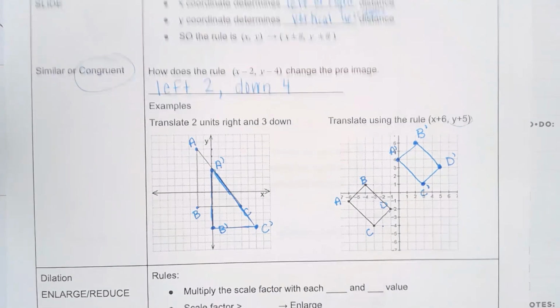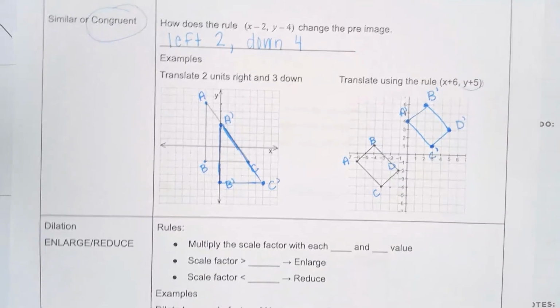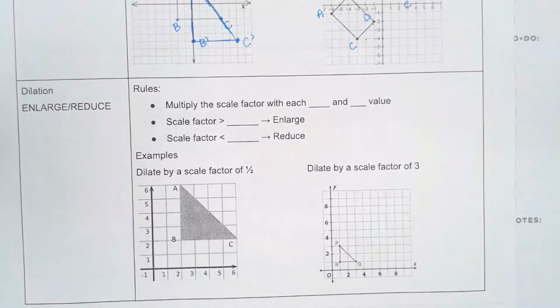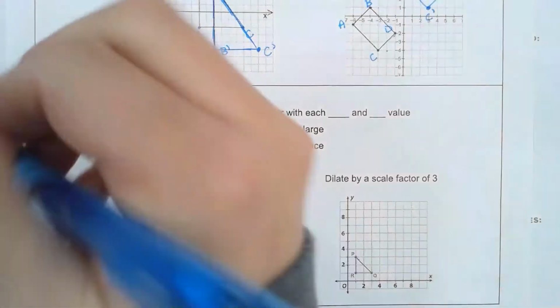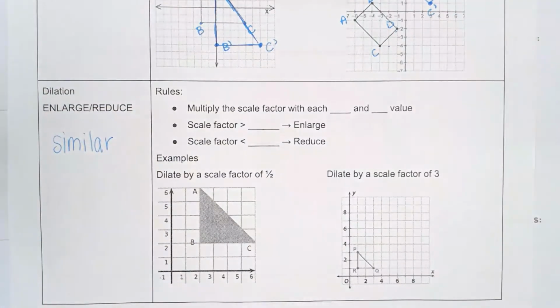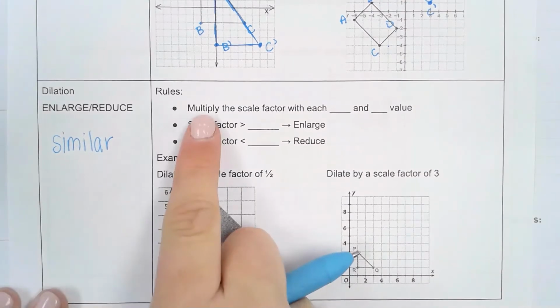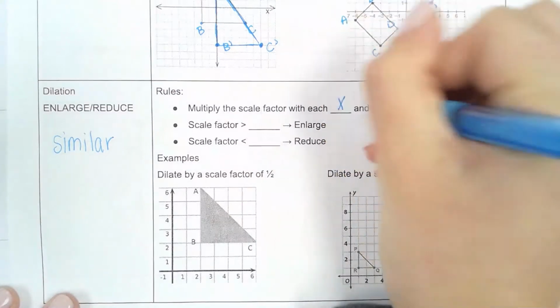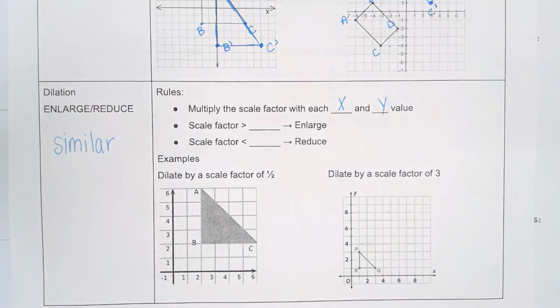All right, so that is translations. Now we're going to move on to dilations. Dilations means you're either enlarging or reducing figures. And this is when you are going to get similar figures, because you are going to get same shape, but a different size. Okay, so the rule is when you have a scale factor, you're going to multiply your scale factor with your x and your y values, so it goes to both values.